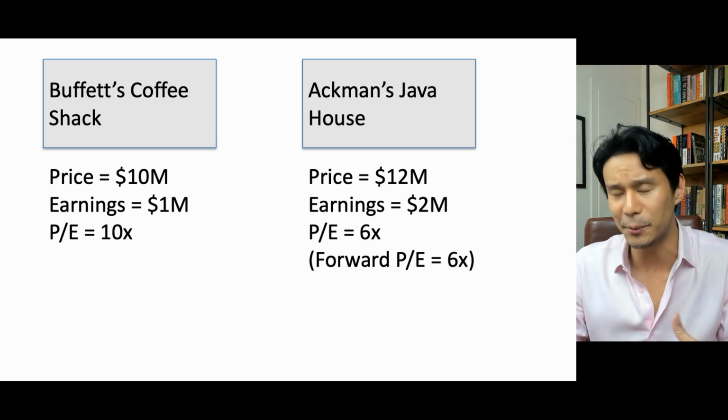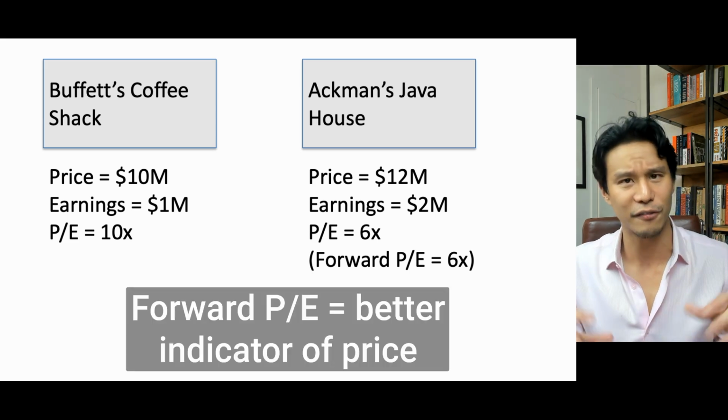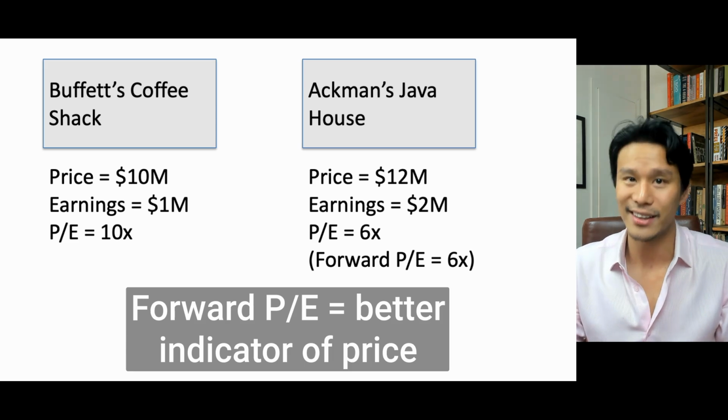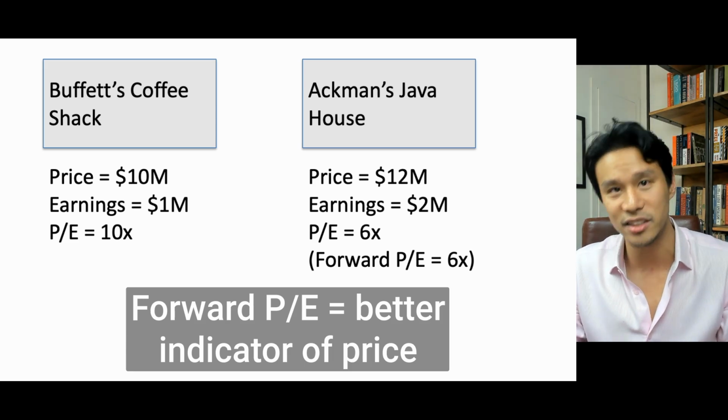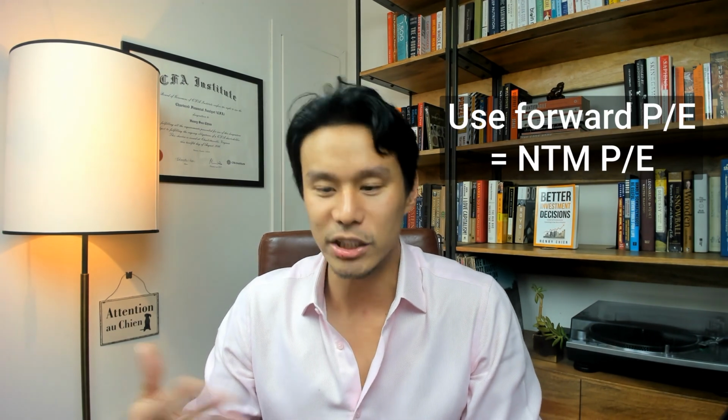Now, if we're buying these businesses, it's the future profits that will make us money. So the forward PE is a better indicator of the price of the business. That metric will help you see if the stock is cheap or not. When you're looking at stocks, it's best to use the next 12 months, or NTM for short, PE multiple, which is based on next year's earnings. In some cases, you might use up to a 3 to 5 year PE multiple.